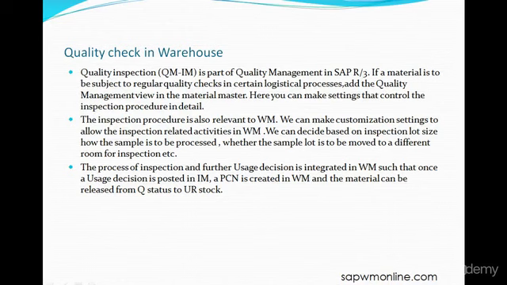The process of inspection and further usage decision is integrated in WM such that once a usage decision is posted in IM, a PCN is created in WM and the material can be released from queue status to UR stop. So this is due to the integration that normally when you post the usage decision for the material for the inspection lot, the usage decision is carried forward to the WM in the form of a post change notice, and you can change the stock category depending on what the usage decision is.